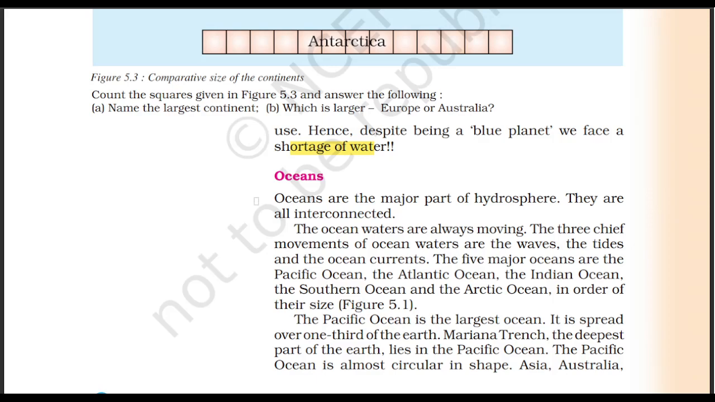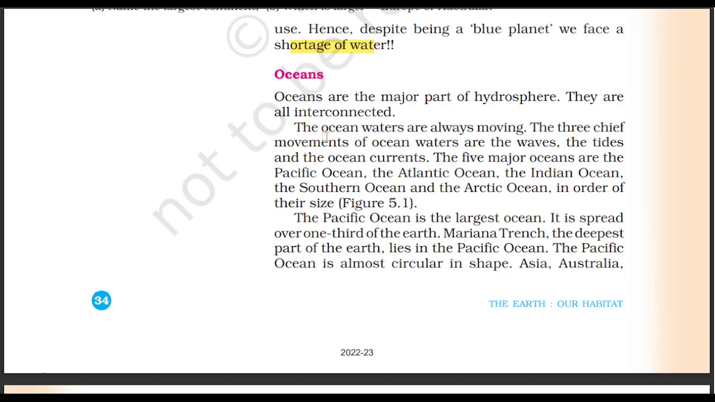Oceans are the major part of the hydrosphere. They are all interconnected. The ocean waters are always moving. The three chief movements of ocean water are the wave, tide, and current. The five major oceans are the Pacific Ocean, Atlantic Ocean, Indian Ocean, Southern Ocean, and Arctic Ocean.